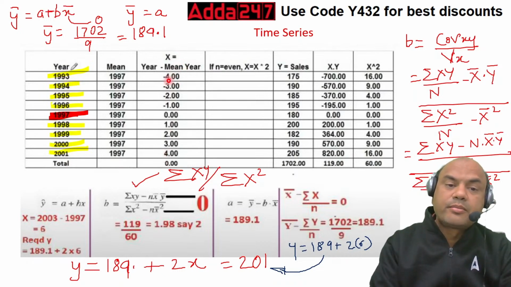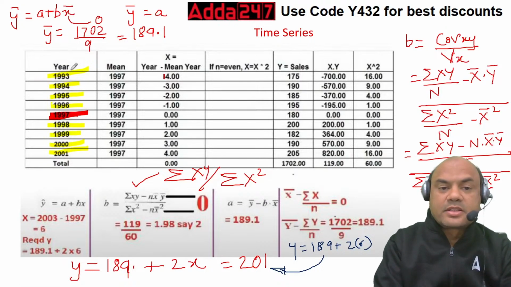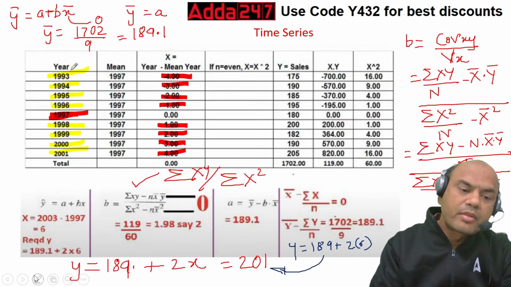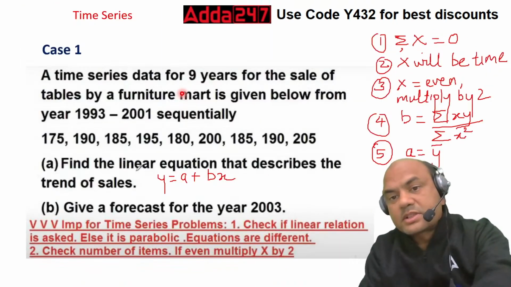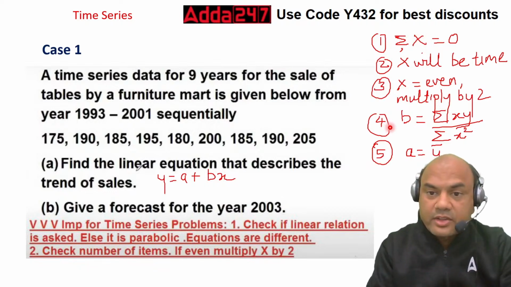So now do the addition of x: minus 4 plus minus 3 plus minus 2. See this. Now this will get cancelled. Minus 4 will get cancelled with plus 4. Minus 3 with plus 3. Minus 2 with plus 2. Minus 1 with plus 1. Is anything remaining? No. So if I add all these, it will be 0. So what did I say in the first line? Summation x should always be 0. Never forget this.